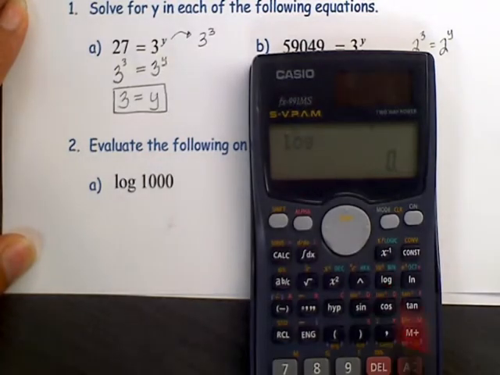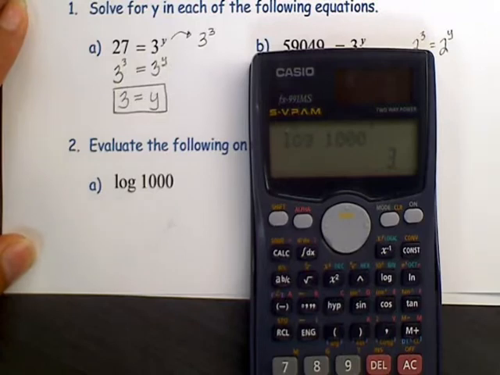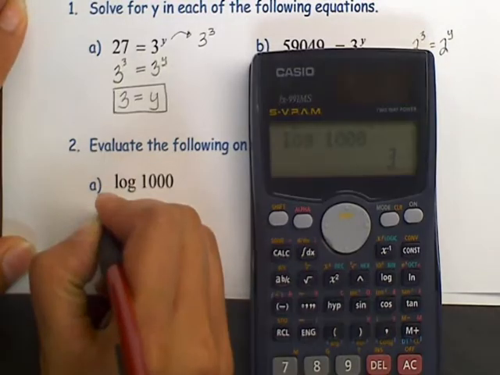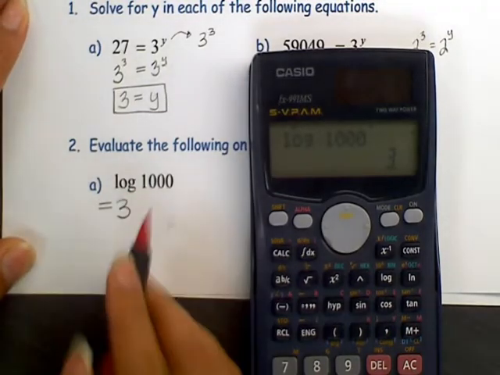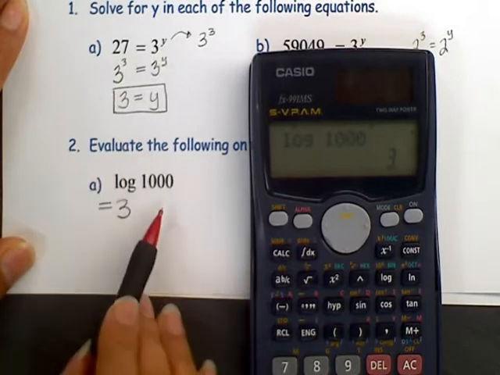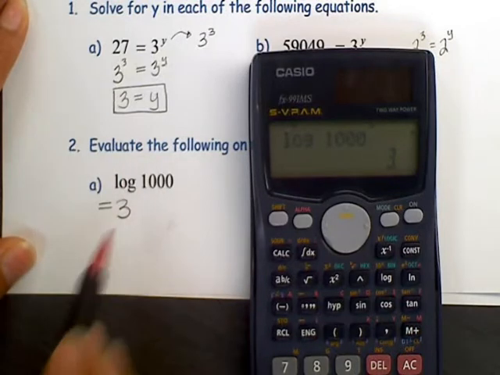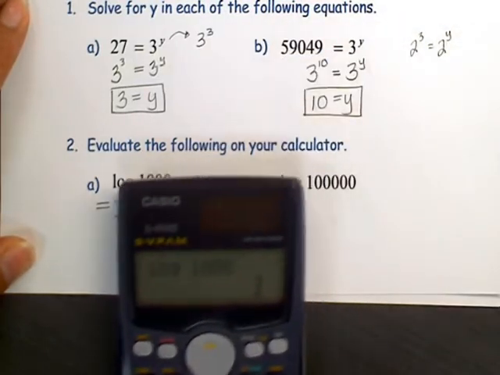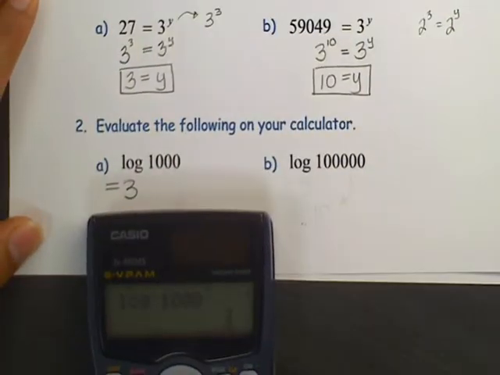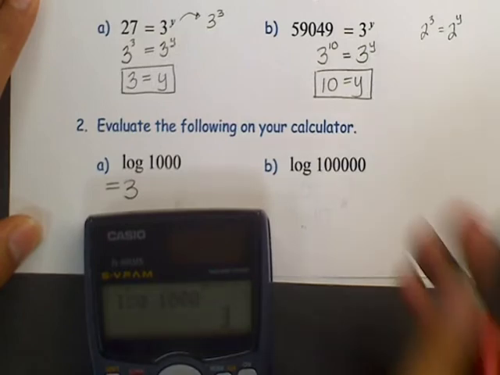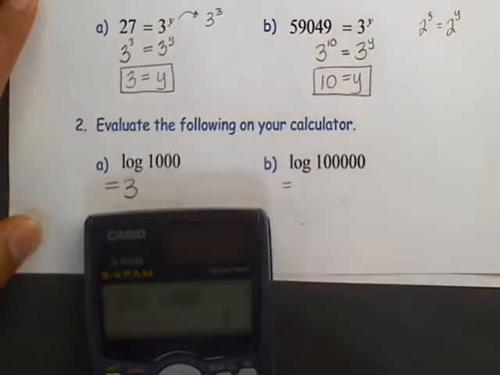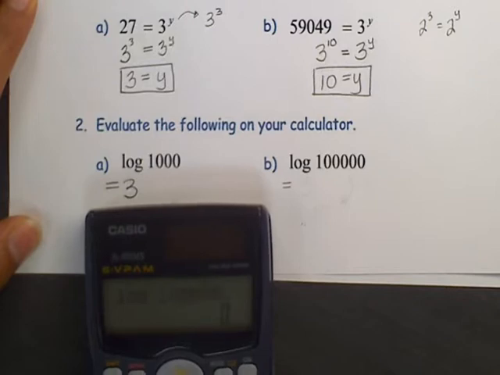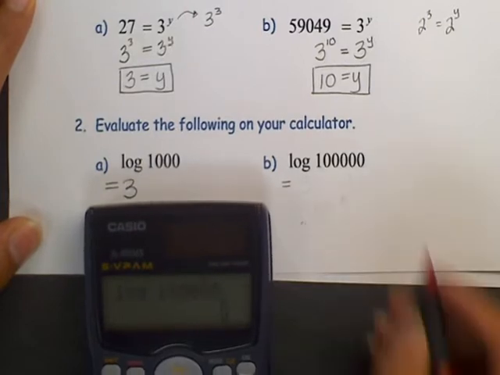And I'm trying to solve for the log of 1,000. And I get a result of 3. So the log of 1,000 is equal to 3. Now, it seems like we started with a pretty complicated statement, and we got a pretty nice answer as a result. Okay, let's try the next one. So we're looking at the log of 100,000. And I get a result of 5.